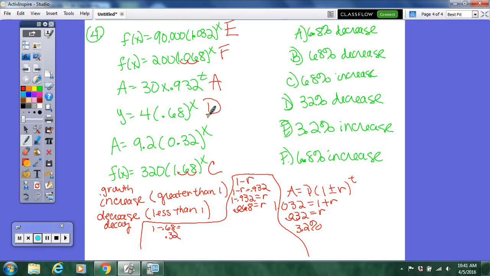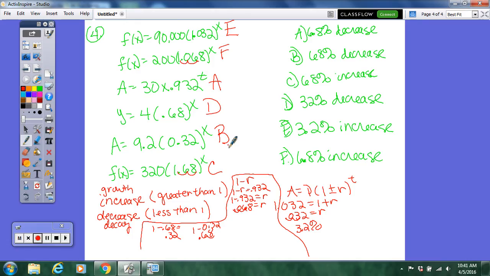All right, and hopefully the last one we've already got. But if I didn't, Zach, you getting all this? 0.32, so I say 1 minus 0.32. 1 minus 0.32 is 0.68. Move my decimal over. So that's 68%, and it's a decrease, so that's going to be B.